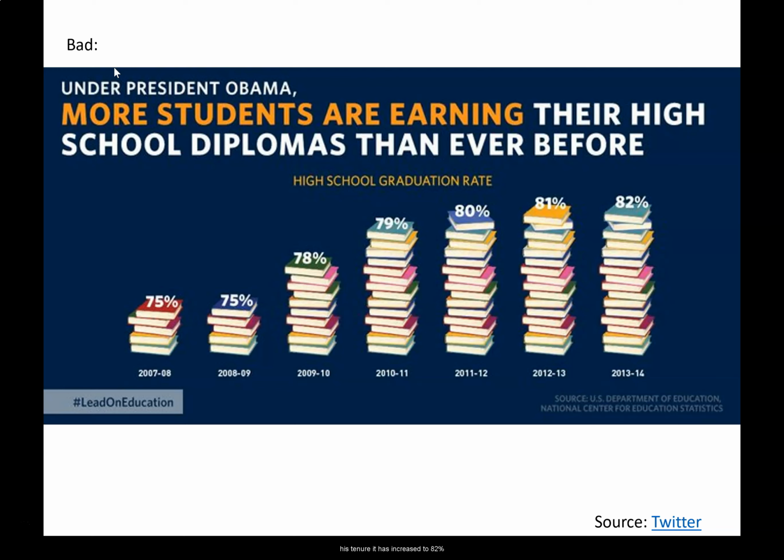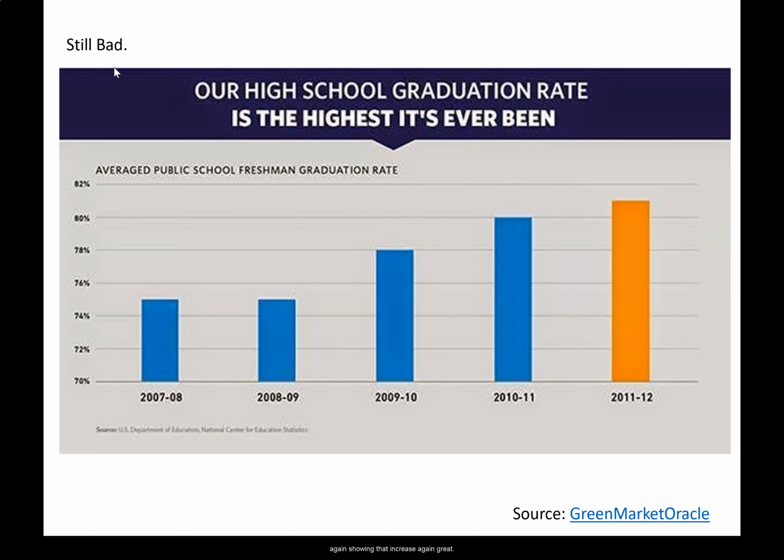At first glance, the picture makes the change look drastic, when in fact, from 75% to 82%, it isn't that large of a change. Notice the 75%, we have 5 books stacked, but in 82%, we have 17 books. It's over 3 times as tall, but 82% is not 3 times larger than 75%. Hence the deception. They released a similar picture, again showing that increase. Again, great work. High school students are graduating.